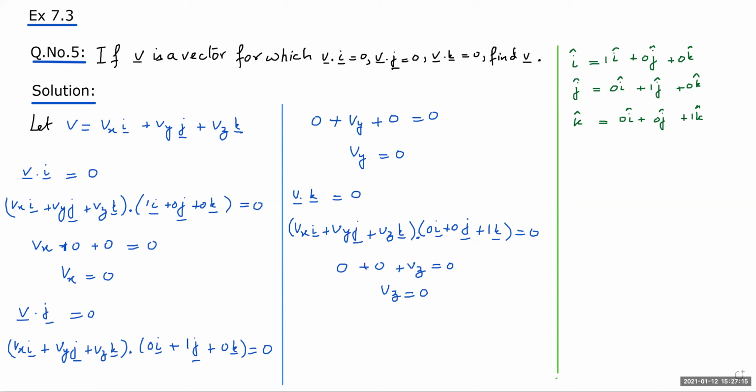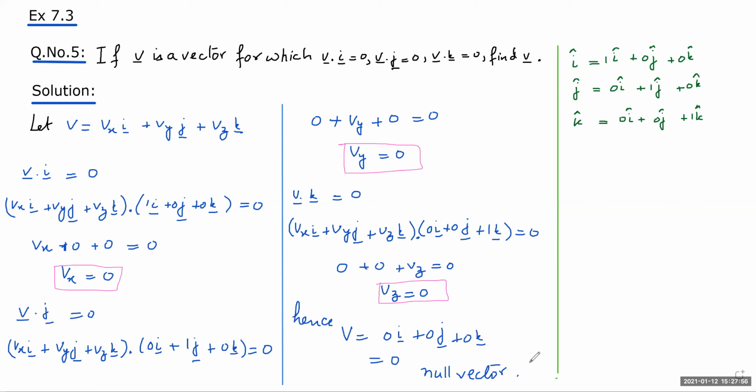So what do we get? We get that Vx equals 0, Vy equals 0, and Vz equals 0. Result, the required vector V is equal to 0 into unit vector I plus 0 into unit vector J plus 0 into unit vector K, equals 0. That is, it is a null vector. And that is the answer.